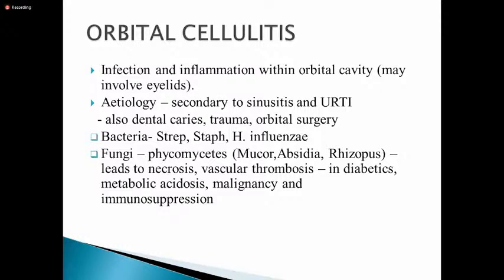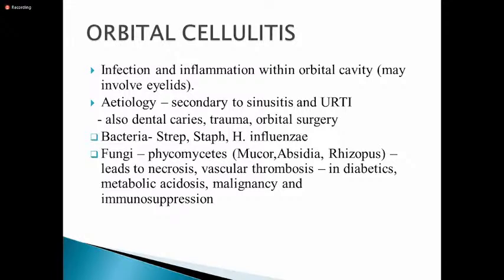Orbital cellulitis itself is a severe infection in the orbit. In this case, the eyeball and the orbit are involved, but also the eyelid, because in most cases they are swollen. That's why I was telling you that it's difficult to differentiate sometimes, unless you are very keen. Etiology of orbital cellulitis: predisposing factors are conditions like sinusitis and upper respiratory tract infection.